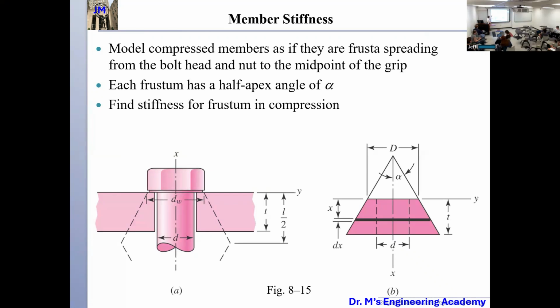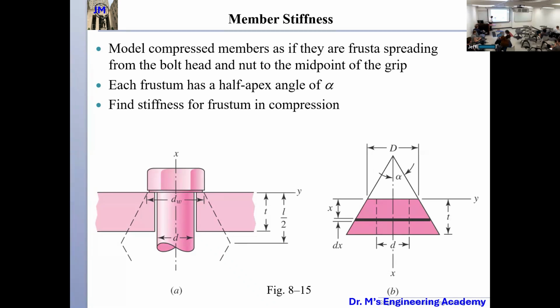We model them as if they are frustums, the plural form of frustum, spreading from the bolt head out to the middle point. So you can see we have a middle point. Without loss of generality, we just denote the middle point. For this case here, you can see each frustum has a half apex angle of alpha.